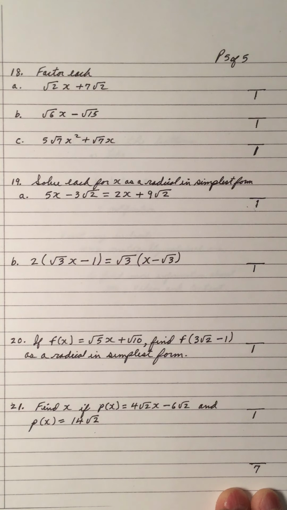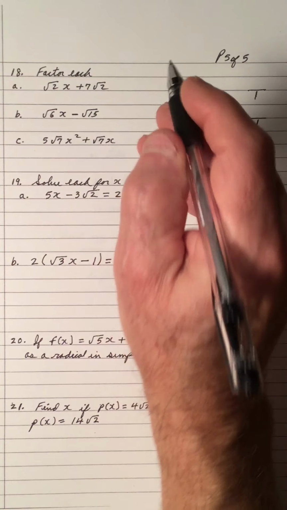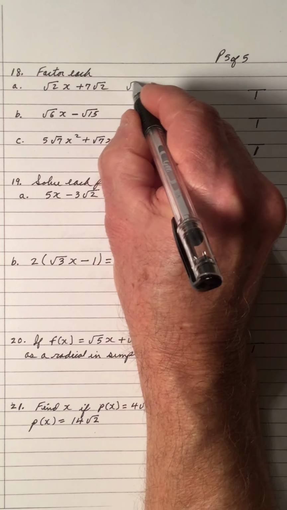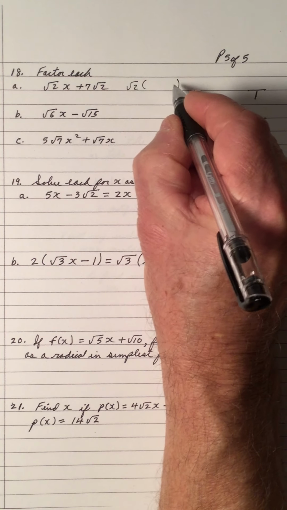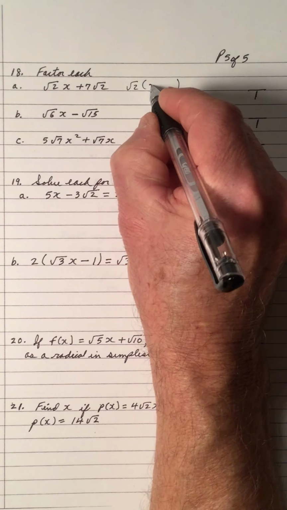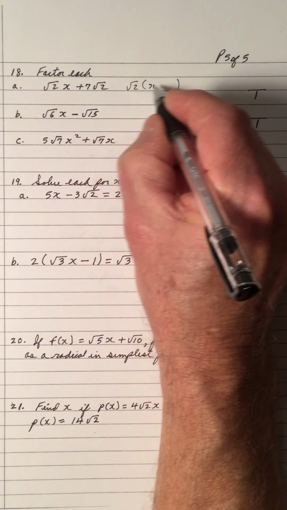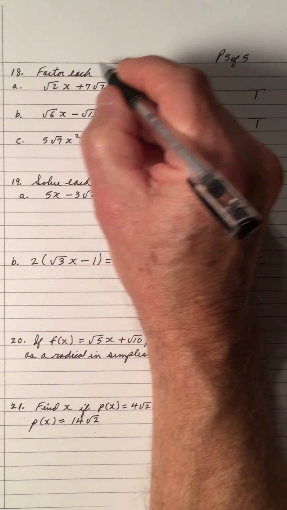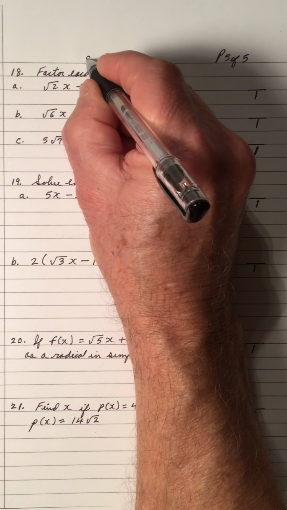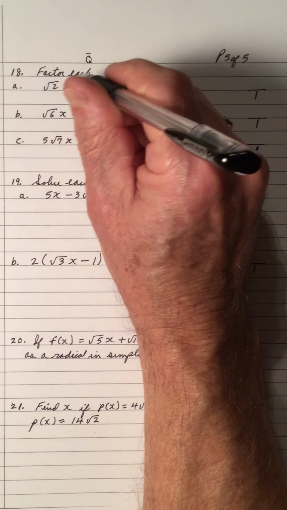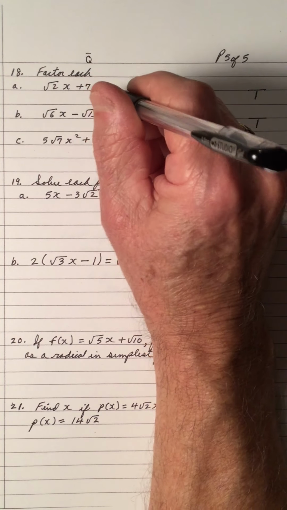total on that page. Number 18, factor each. Now we have a root 2x and a 7 root 2. So root 2 is common as a GCF. So root 2x divided by root 2 is x, and 7 root 2 divided by root 2 is a plus 7. Notice we're factoring this now over the irrational numbers, so we have to take out the roots.